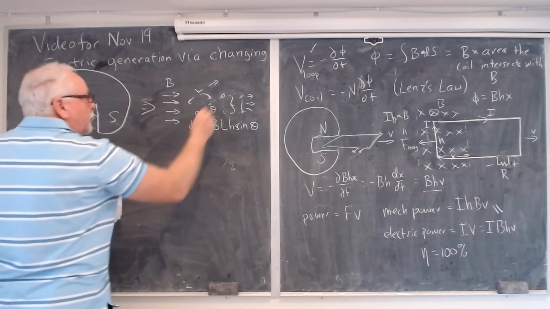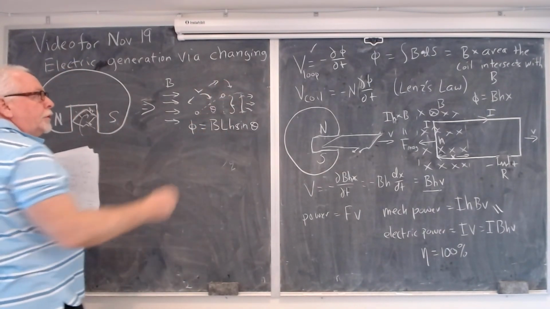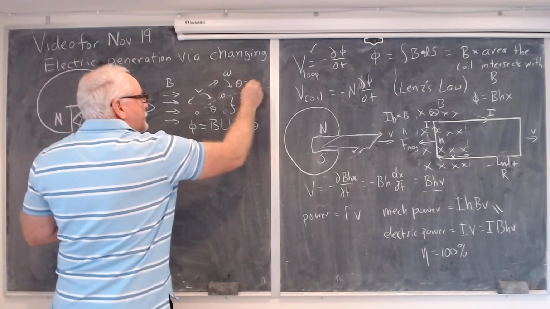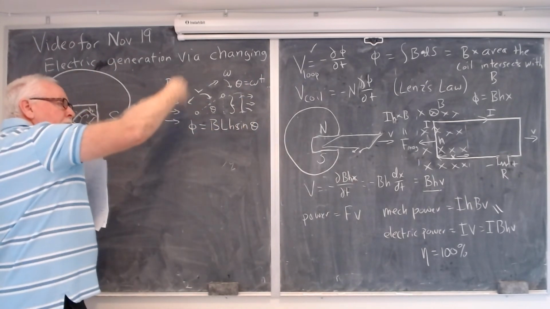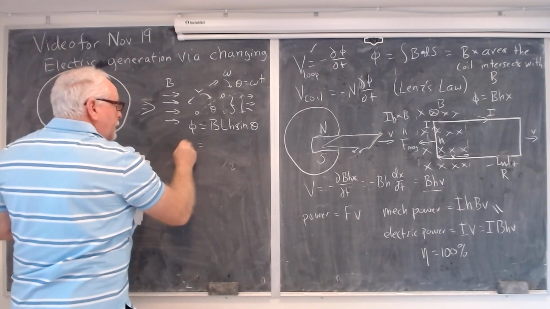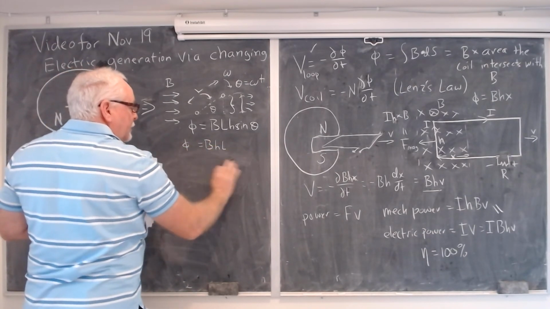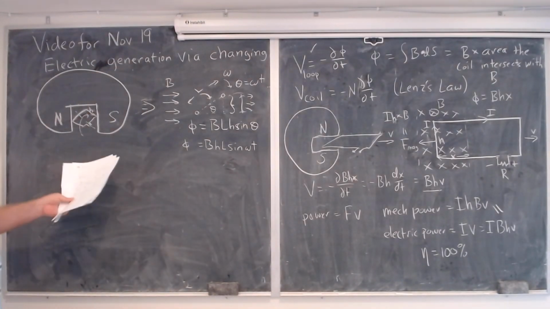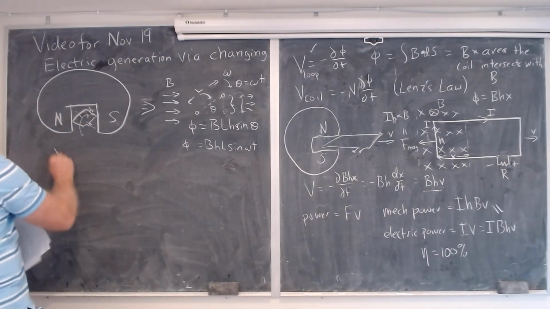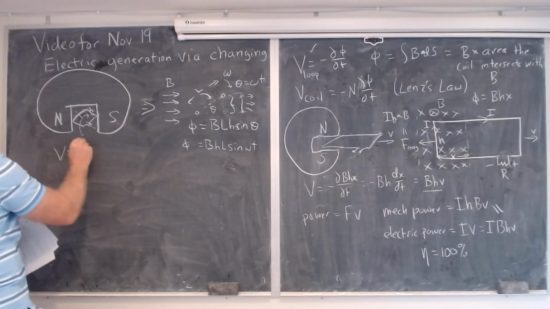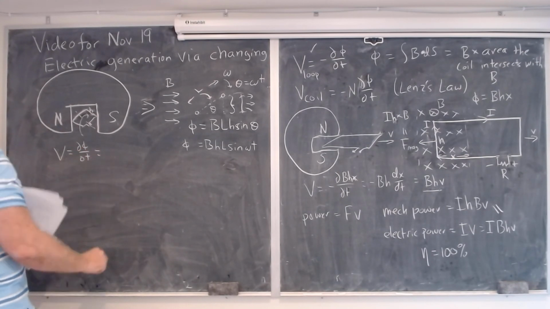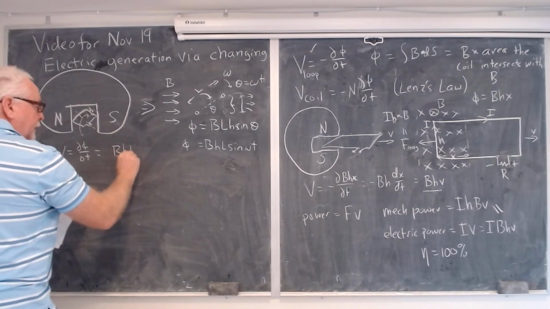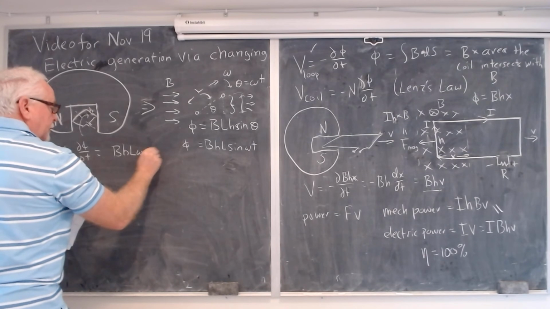Now, if it's turning with a radial frequency omega, then theta we can write as omega t. Basically, it's spinning, and so we can write that the flux is B L H sine omega t. So now it's time varying for us. And then the voltage developed goes as d phi dt, and so that's B H L omega cosine omega t.